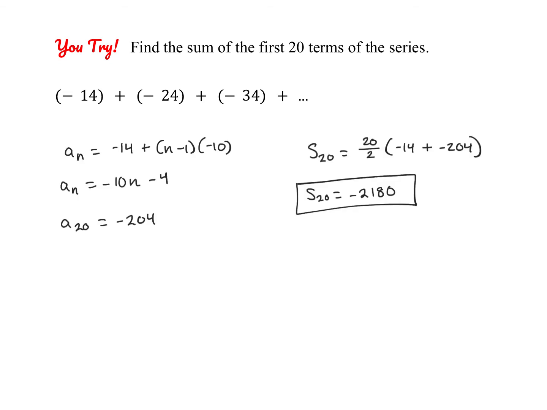All right, go ahead and check your work here. The first thing that I did is I found the explicit rule for this arithmetic sequence, which I used to help us find the 20th term of the sequence, which is negative 204. And then that allowed me to find the sum of the first 20 terms of the series. So it's 20 over 2 times negative 14 plus negative 204. So we should get negative 2,180.